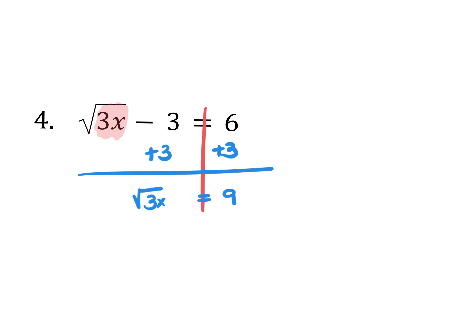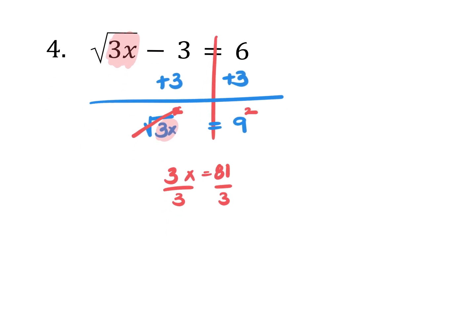Okay, now when I look, if I'm isolating what's under the radical, that is all underneath the radical. So to get rid of that, I'm going to square. So I'm going to square this side, and if I square that side, I'm going to also square my right side. That gets rid of my radical. So I have 3x equals 81. And then a letter and a number are together, so I'm going to divide by 3. And I get x equals 27.